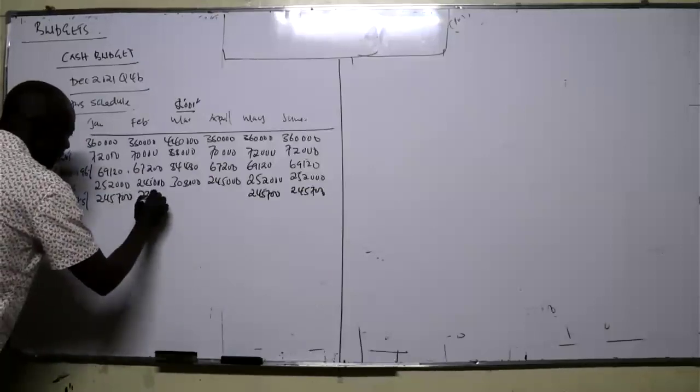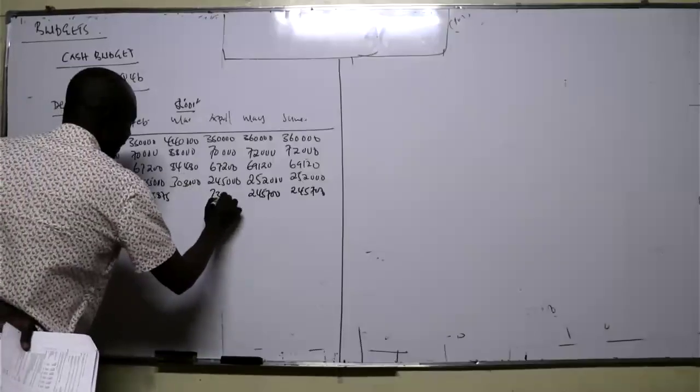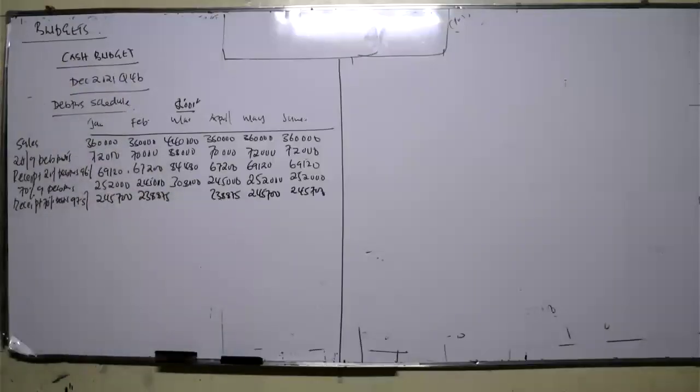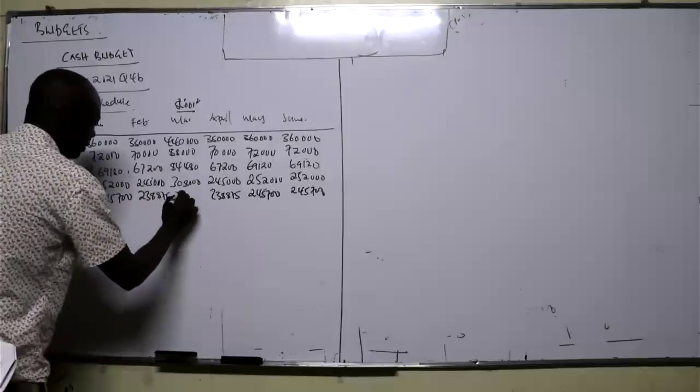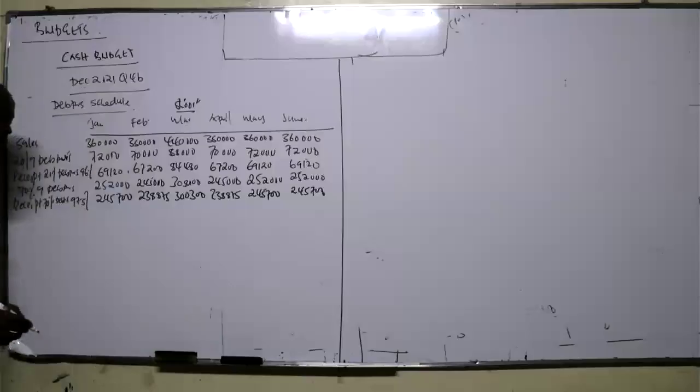238,870, 238,875. Are we together? And then now in March, 300, 300, 300, 300, 300 like this.